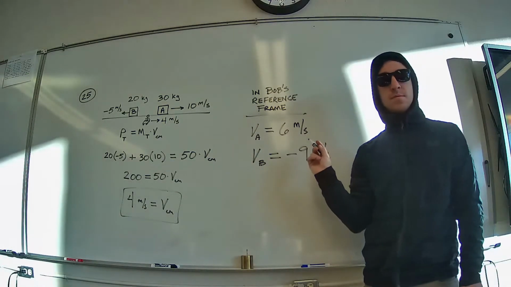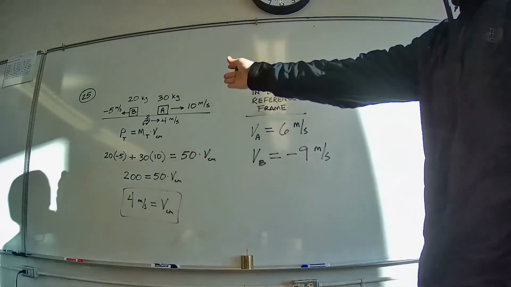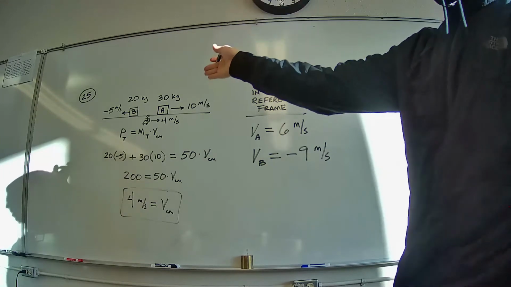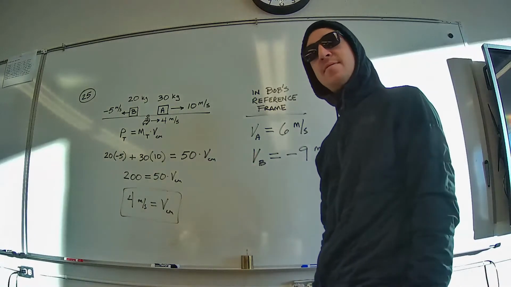But from our perspective, Bob's going 4. A's going 10. B's going -5. But now put yourself in Bob's shoes. Bob says, "I'm not moving."